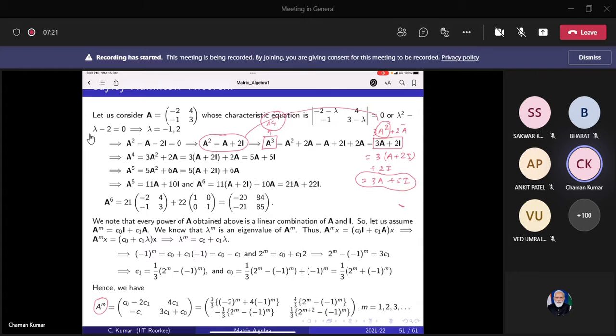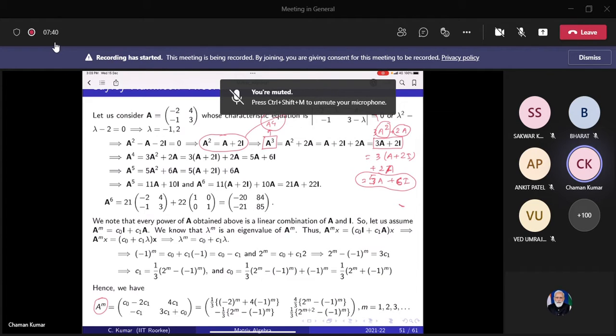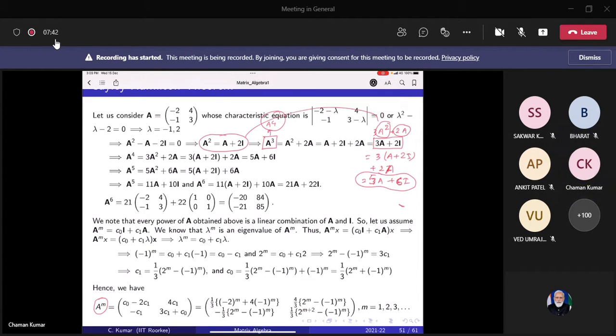Oh, no. So sorry. So we had 2A here because after multiplication, this identity is 2 into I into A is 2A. Okay, so you get 5A plus 6I. So some small mistake in the calculation. So that means A raised to 4 is 5A plus 6I. So you have A raised to 4 is equal to 5A plus 6I.